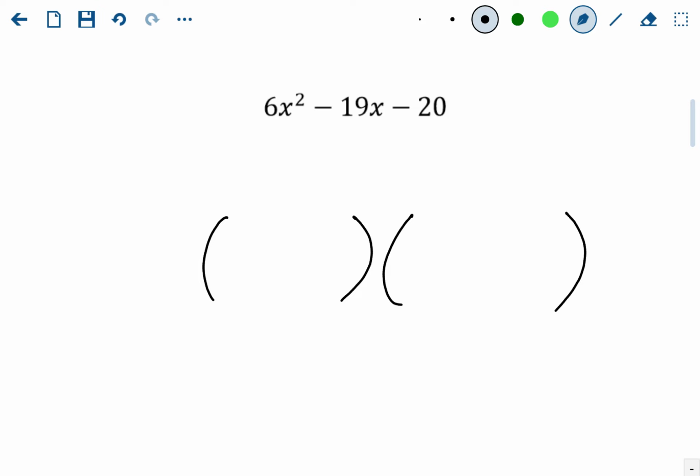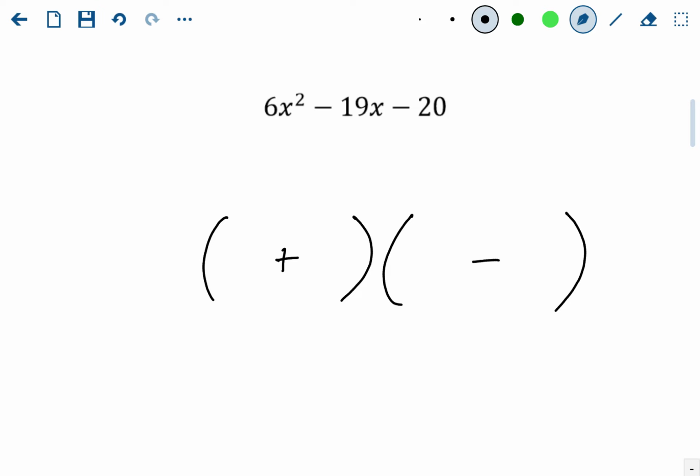Since your b value and your c value, the number in front of x and the constant, are negative, that means one of your factors has to be negative, the other one has to be positive. So you could arbitrarily just put in a plus and a minus, because since we're just guessing and checking, we could change that later if we need to.